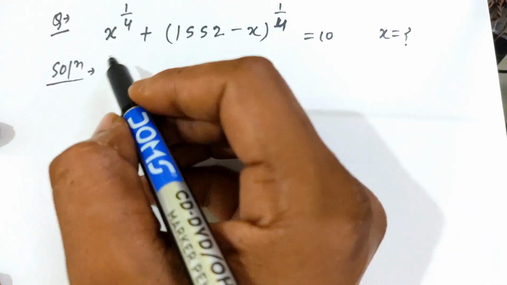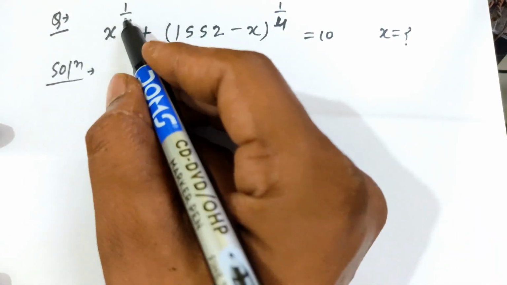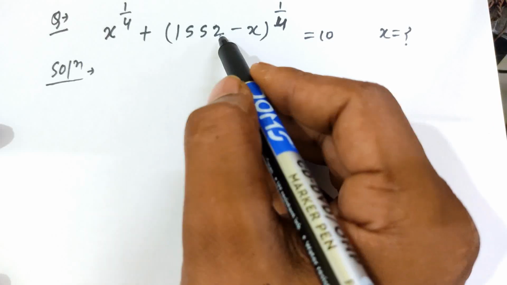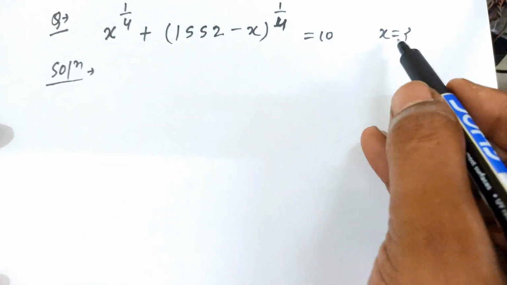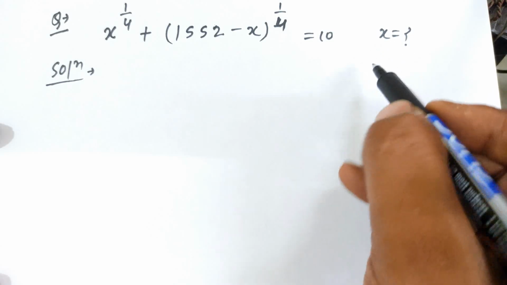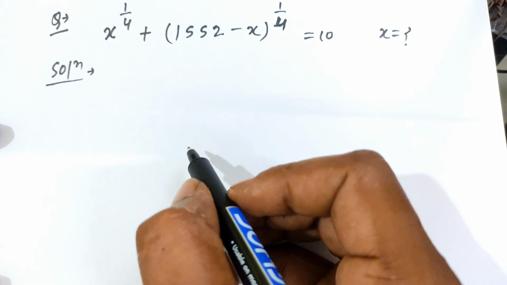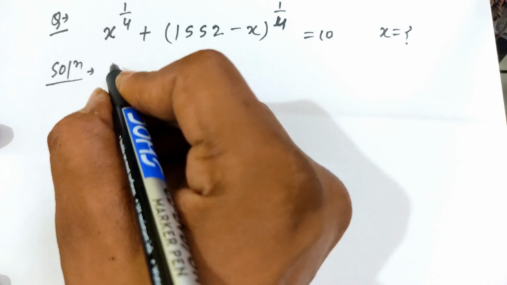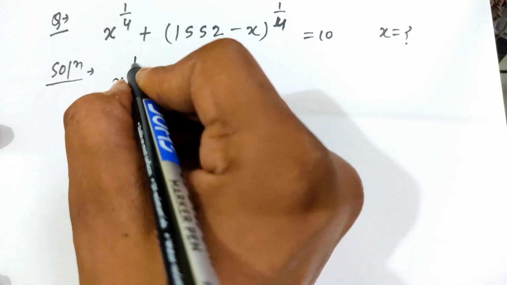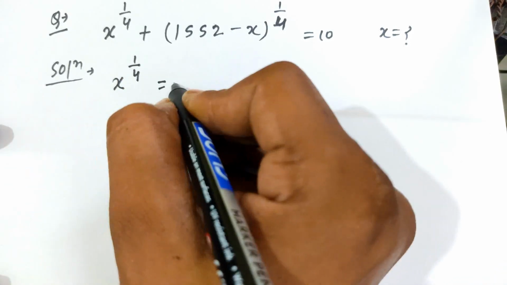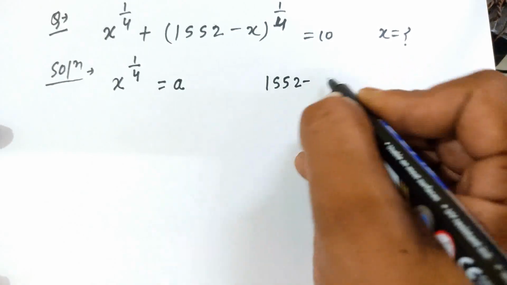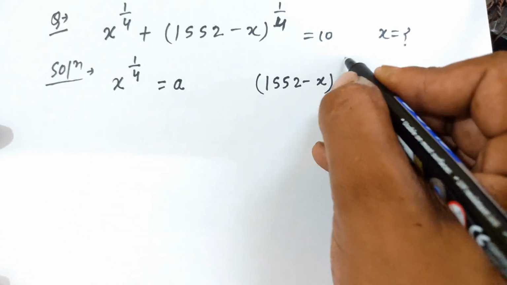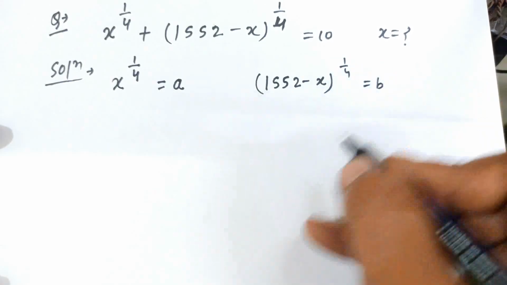हेलो स्टूडेंट्स, तो आज का हमारा क्वेश्चन है x पावर 1/4 प्लस (1552 माइनस x) ब्रैकेट पावर 1/4, दिस इज इक्वल्स टू 10, एंड वी विल फाइंड आउट द वैल्यू ऑफ x। तो देखिए स्टूडेंट्स, इस वाली प्रॉब्लम को हम किस प्रकार से सॉल्व करेंगे। Here if we put x power 1/4 equals a and (1552 minus x) power 1/4 equals b.